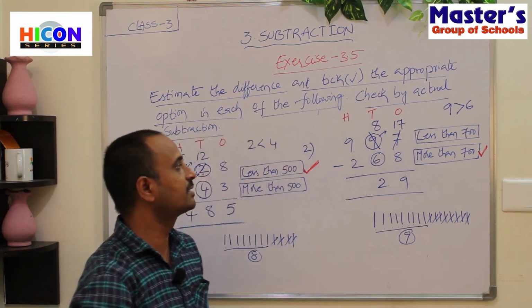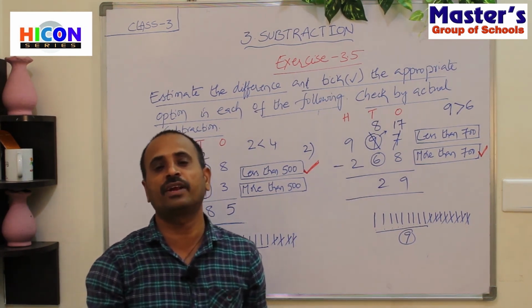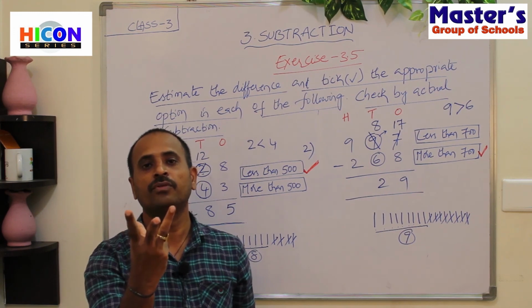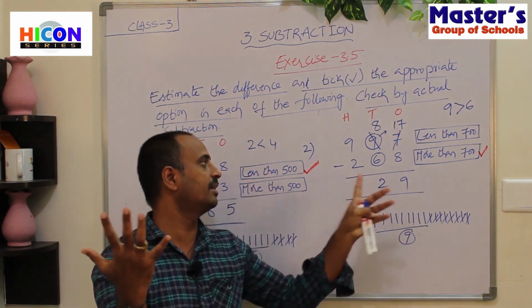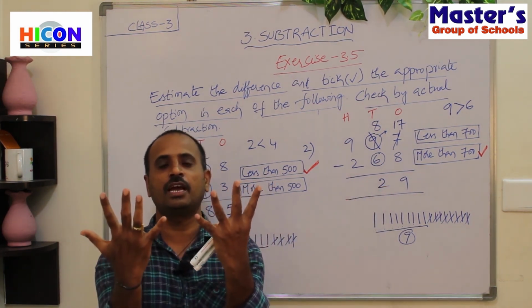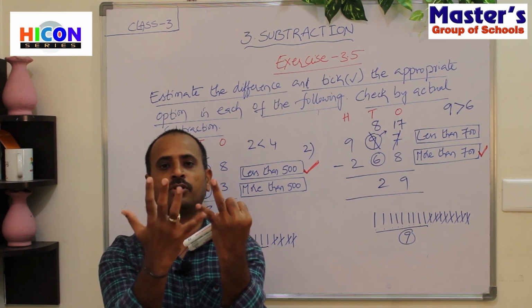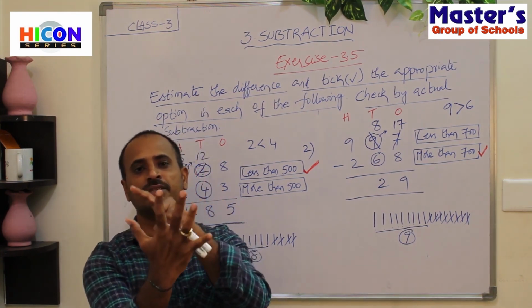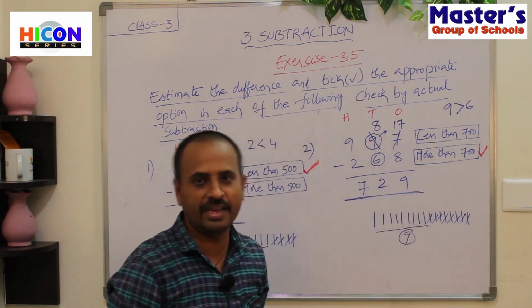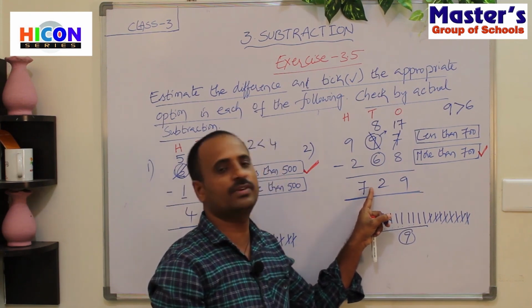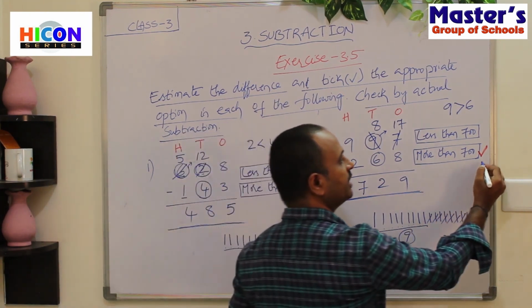What are the digits in the hundreds place? 9 and 2 are present in the hundreds place. What is the first number? 9. So open 9 fingers of your hand. 1, 2, 3, 4, 5, 6, 7, 8, 9. What is the second number in the hundreds place? 2. So close 2 fingers among these 9 fingers. How many fingers are remaining? 1, 2, 3, 4, 5, 6, 7. So 7 fingers are remaining. So the answer is 729. Is it greater than 700 or less than 700? It is greater, that means more than 700. So our estimation is correct.